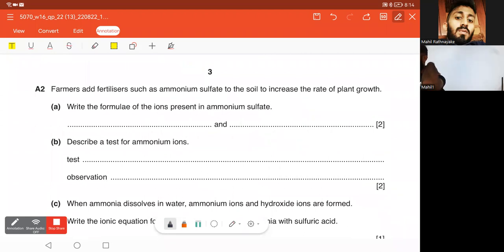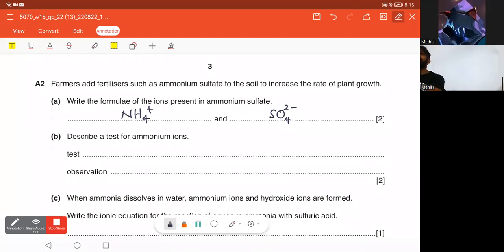Farmers add fertilizers such as ammonium sulfate to increase the rate of plant growth. Write the formula of ions present in ammonium sulfate. How to write ammonium? NH4 plus, sulfate SO4 2 minus. Test for ammonium ion: add aqueous sodium hydroxide and warm the mixture.